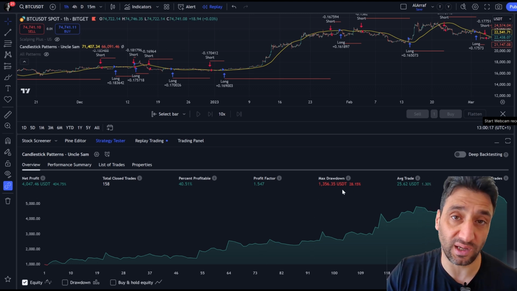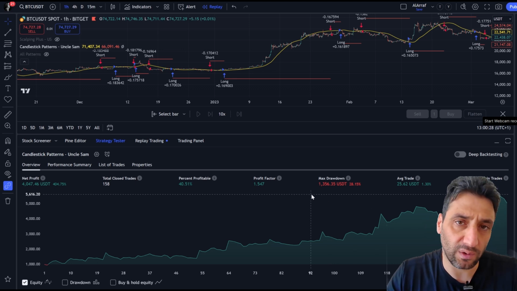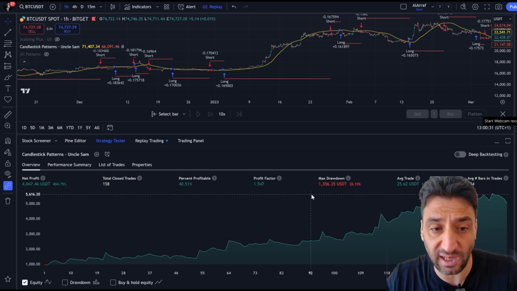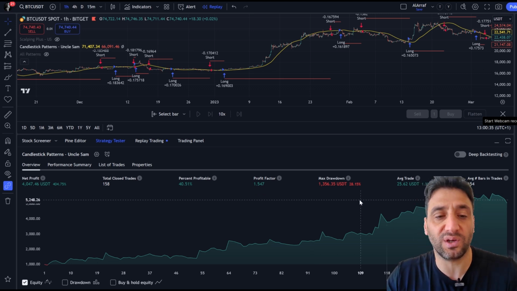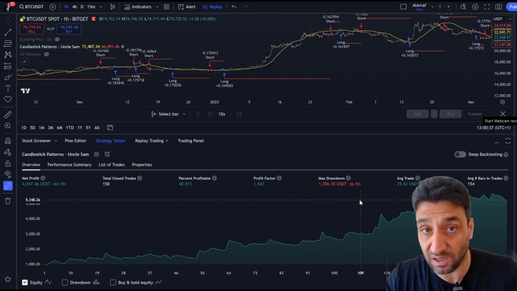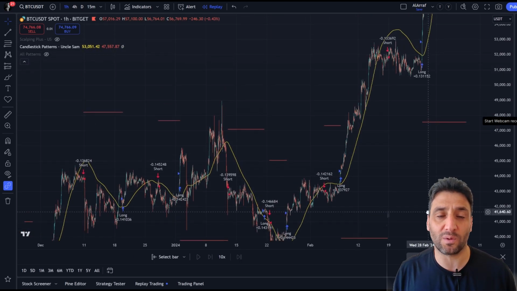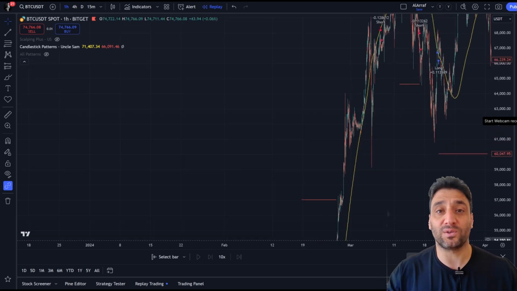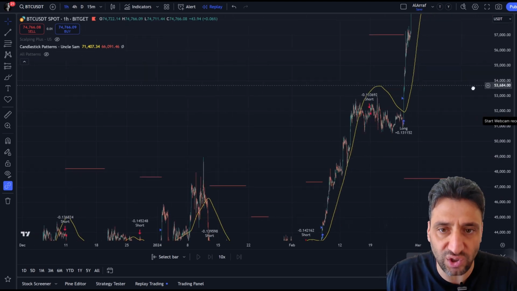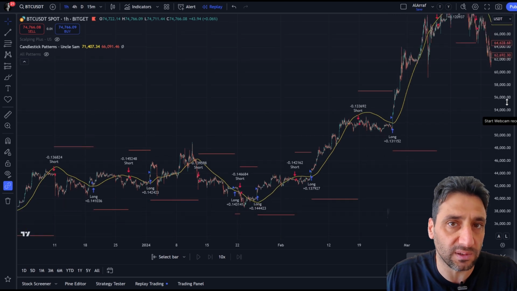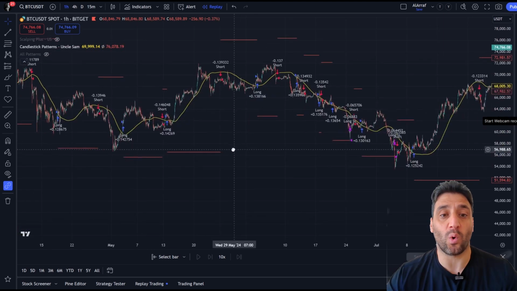Now, no strategy is without drawdowns. The maximum drawdown here, as you can see, is 34%. That means at its worst point, the strategy experienced a 34% decline from its peak. Now that might sound a bit scary, but it's important to remember that drawdowns are a normal part of trading. What matters is how quickly the strategy recovers from those drawdowns. And this one seems to bounce back quite nicely.